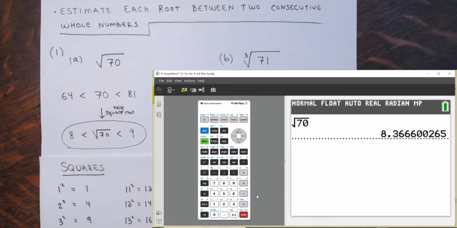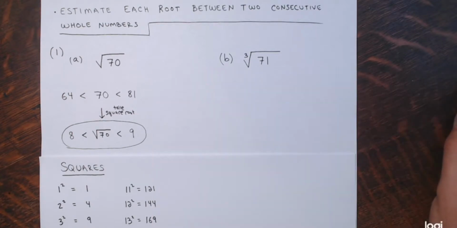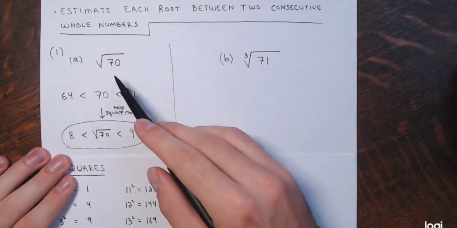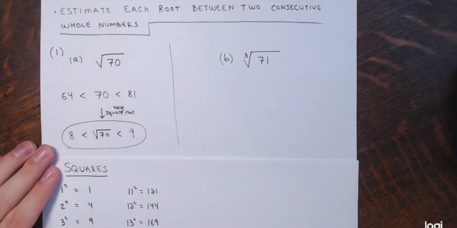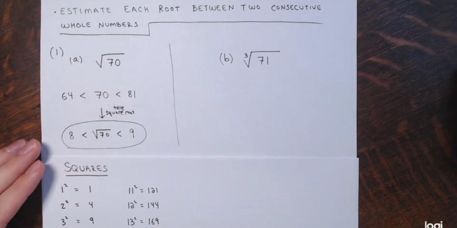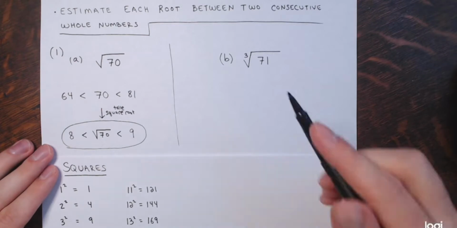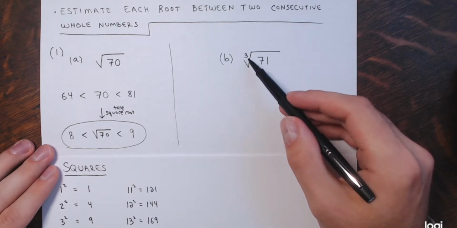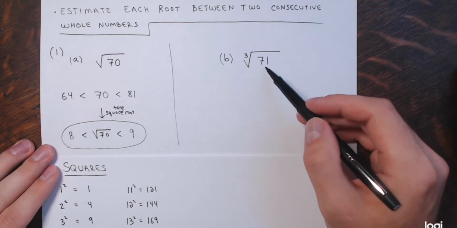It's 8.366, right? But it is definitely between 8 and 9. Okay. All right, now when you're trying to estimate square roots, you look at squares, right? 1 squared, 2 squared, 3 squared, and so on. Part B, pay attention to the root. We're trying to estimate the cube root of 71.